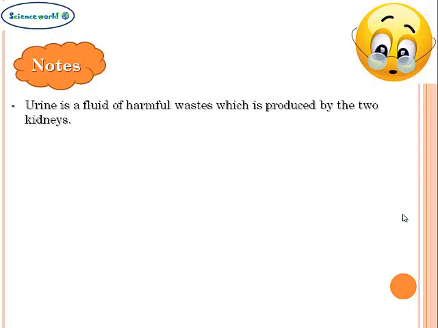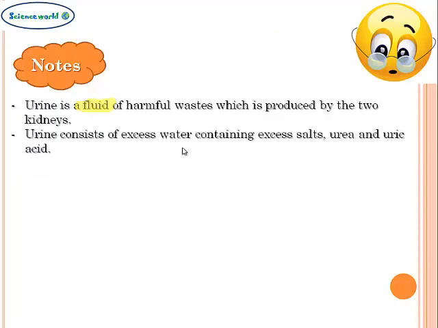Okay, we are going to know some important notes. 1. Urine is a fluid of harmful waste which is produced by the two kidneys. Don't forget that urine is a fluid. 2. Urine consists of excess water containing excess salts, urea, and uric acid. Urine consists of excess water as it is a fluid.